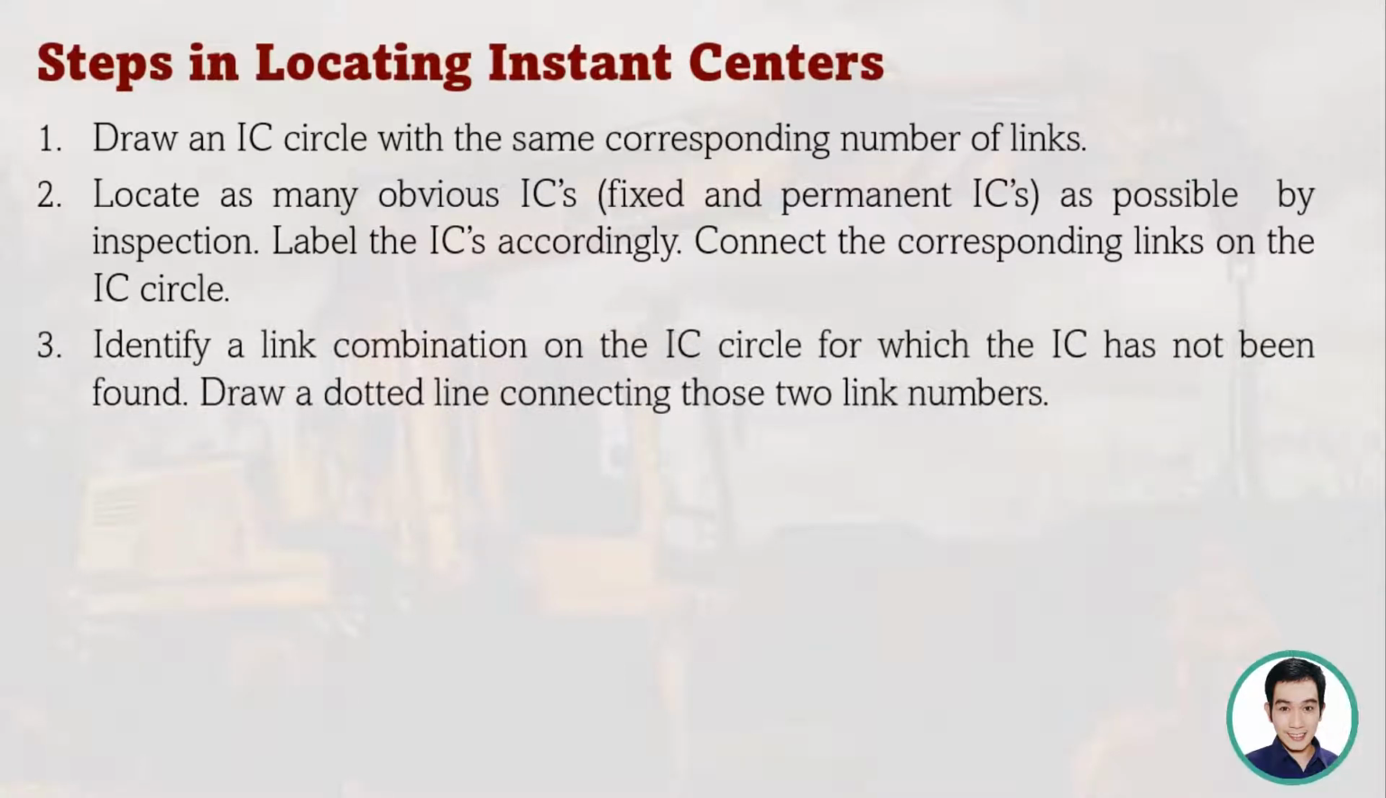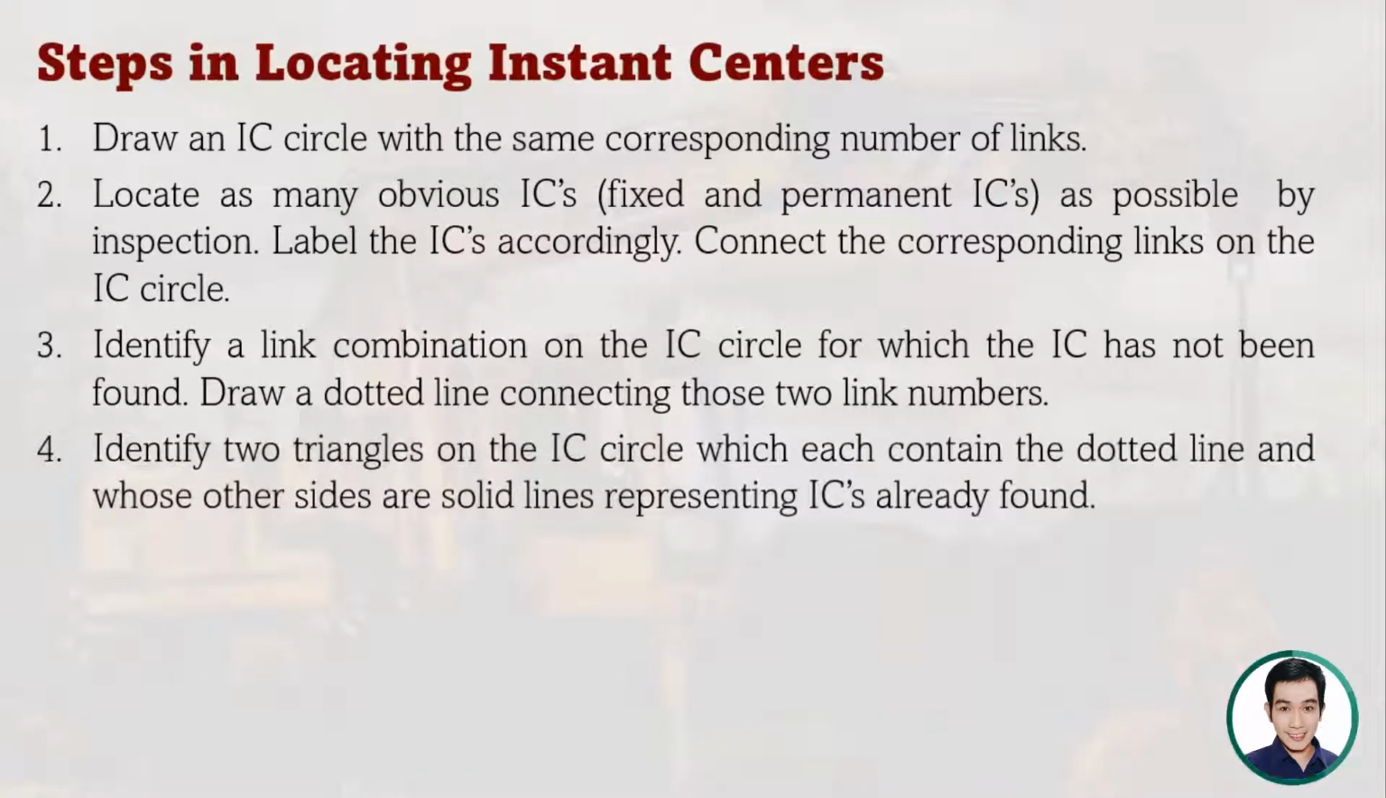Third, identify a link combination on the IC circle for which the IC has not been found. Draw a dotted line connecting those two link numbers. In the IC circle, all the numbers must be connected, so we identify a combination which has not yet been found, so that we can find it by drawing a dotted line and then using Kennedy's rule. Then identify two triangles on the IC circle which each contain the dotted line and whose sides are solid lines representing the ICs already found.